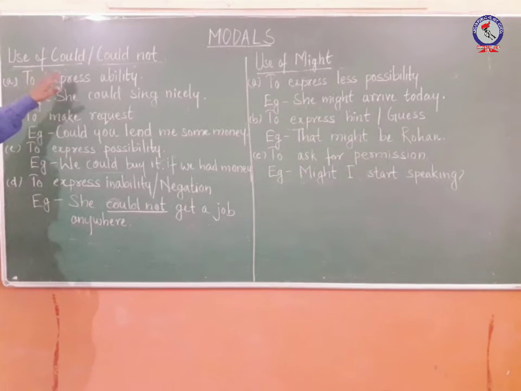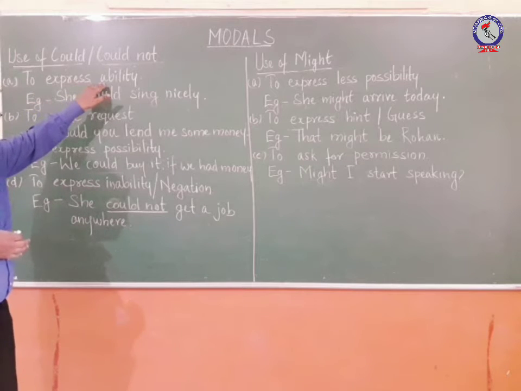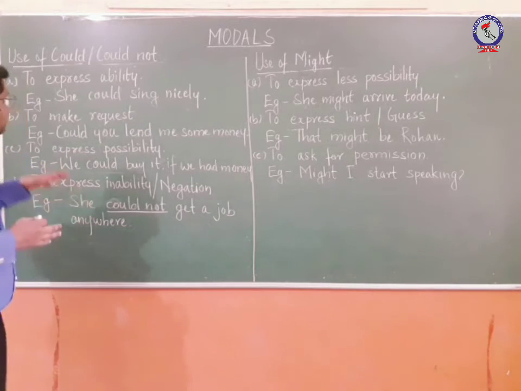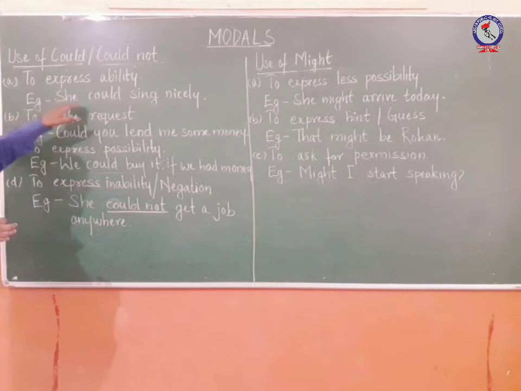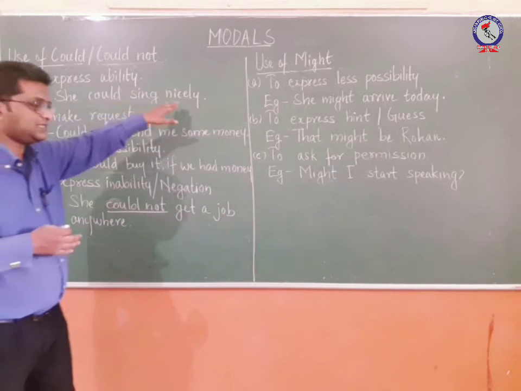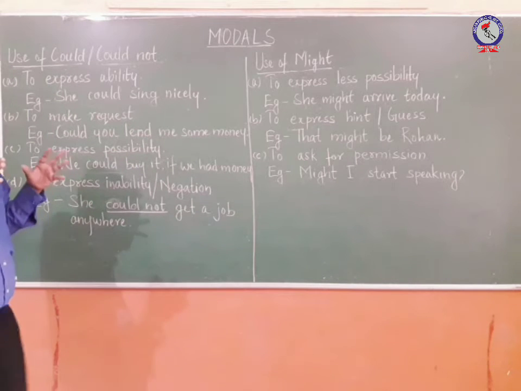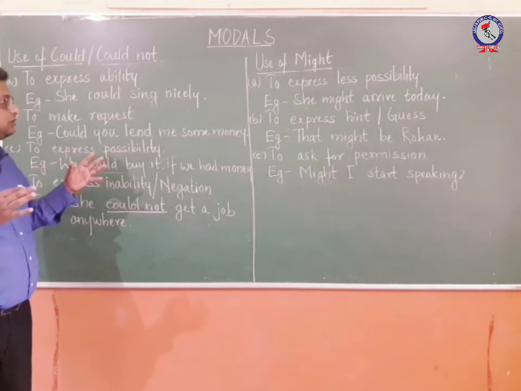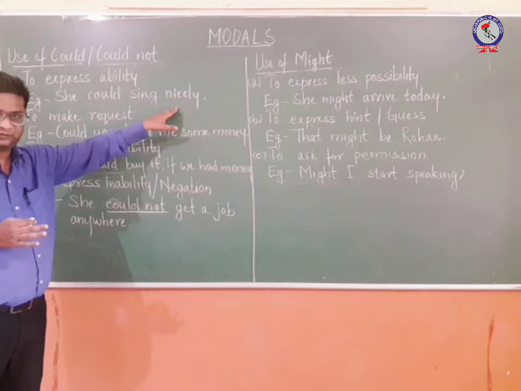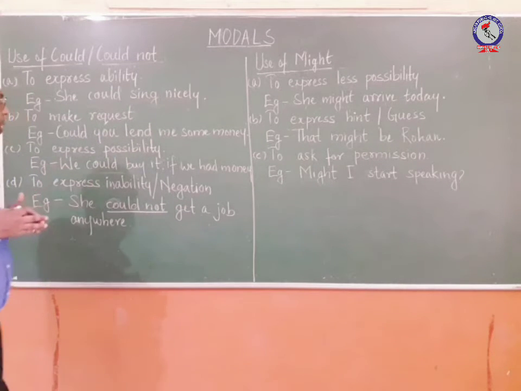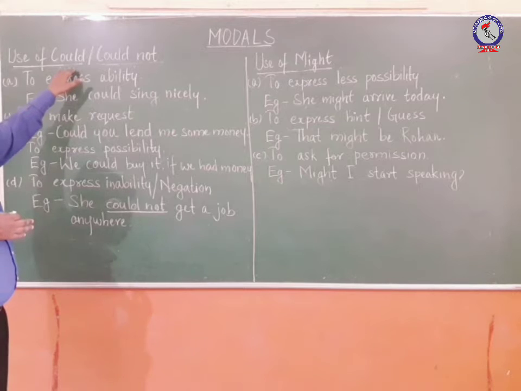Use of could and could not. First, it is used to express ability. See one example: She could sing nicely. This is her ability, that she could sing melodiously or nicely. So to express an ability, we can make use of could.